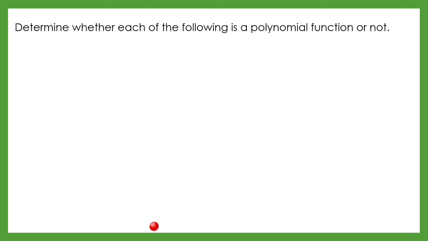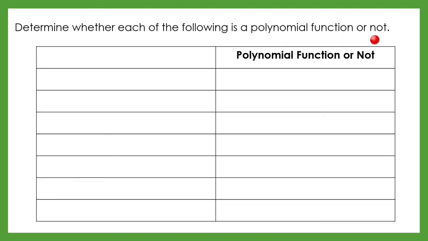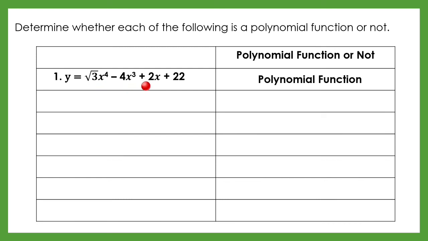Okay, let's have an activity. Determine whether each of the following is a polynomial function or not. So, I have here given number 1, y equals square root of 3x to the fourth minus 4x cubed plus 2x plus 22. Is this a polynomial function or not? So, yung mga exponent niya naman ay whole number. Wala tayong variable sa denominator. So, itong square root of 3 ay coefficient niya, so okay lang. So, this is polynomial function.